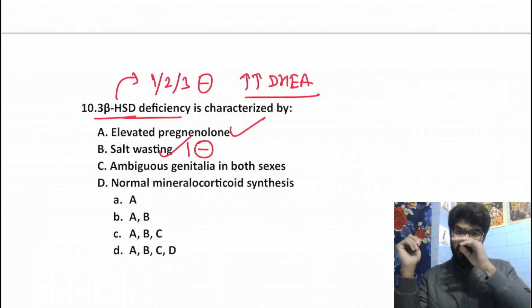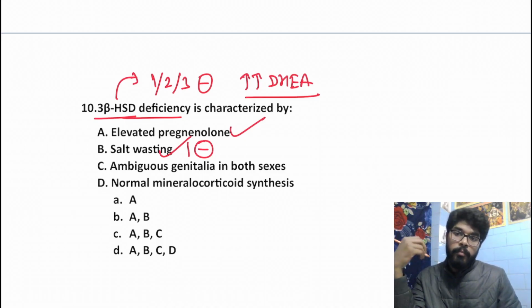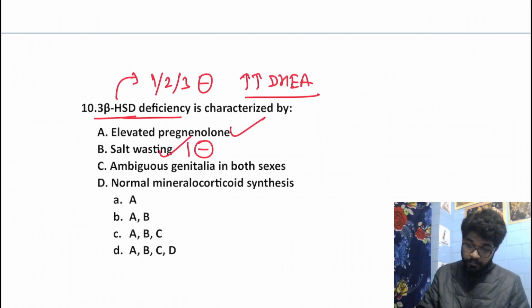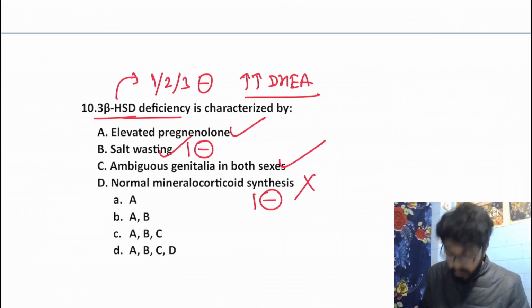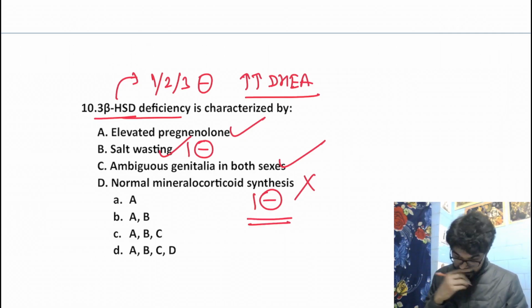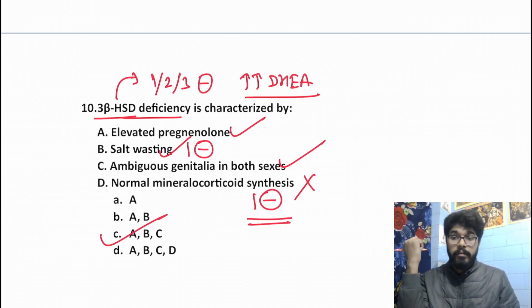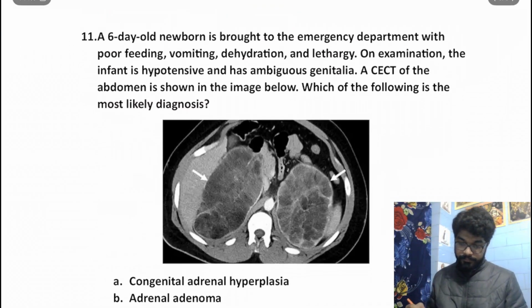Right. So excess DHEA. DHEA has mild androgenic property, which is excess for a female but not enough for a male. That's why we get ambiguous genitals in both the sexes. Normal mineralocorticoid synthesis, no, that's a false statement because the 1 component is absent over here. So A, B and C should be our answer. Option C should be our correct statement. Okay. Moving on to the next question.